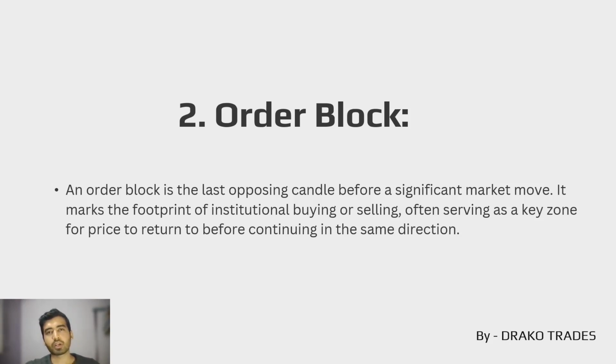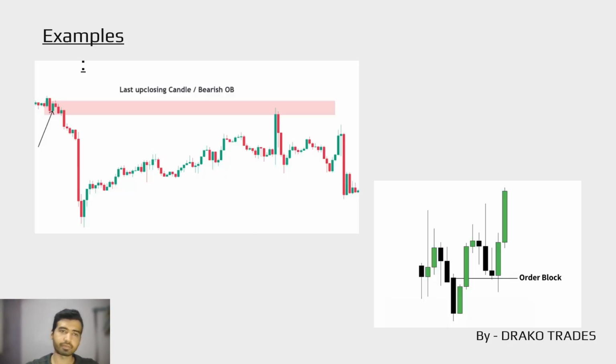Basically, an order block is when liquidity of the previous lows is swept, a huge, let's say thick, red candle is formed, and this red candle is called an order block. I will show you a few examples so that you can get an idea.